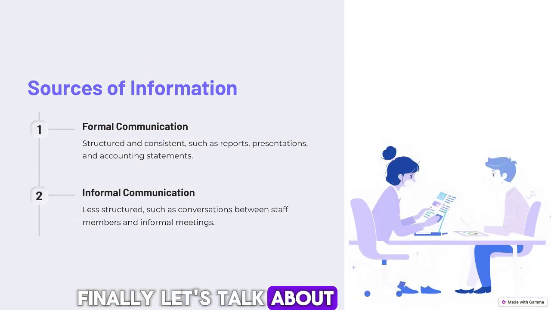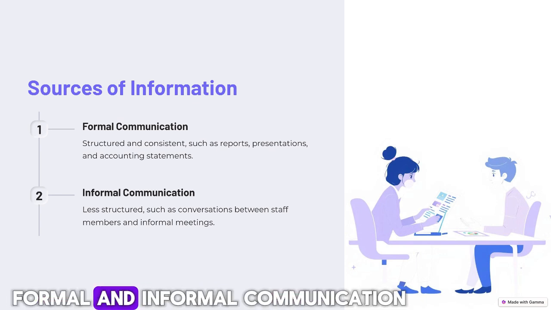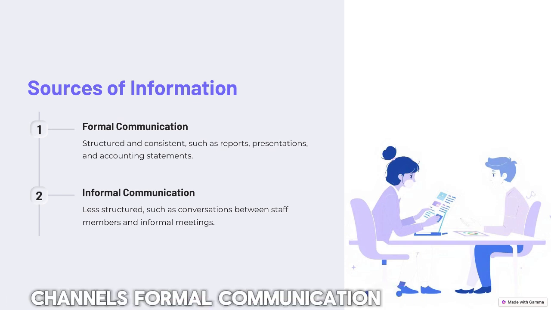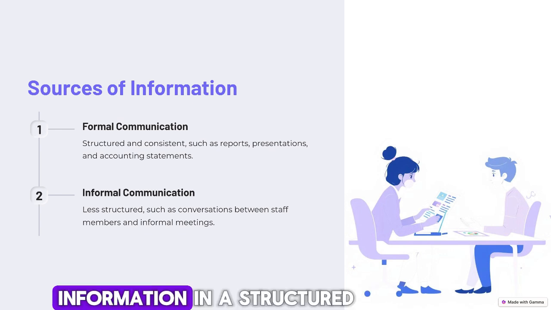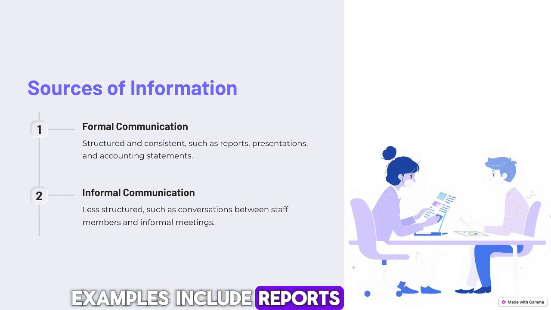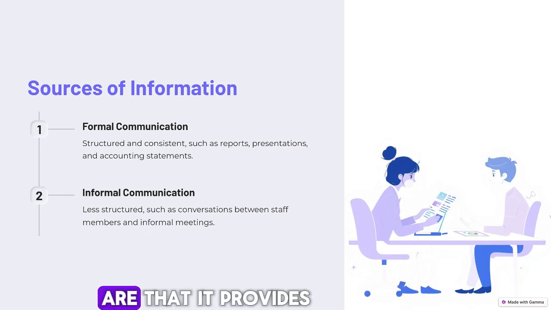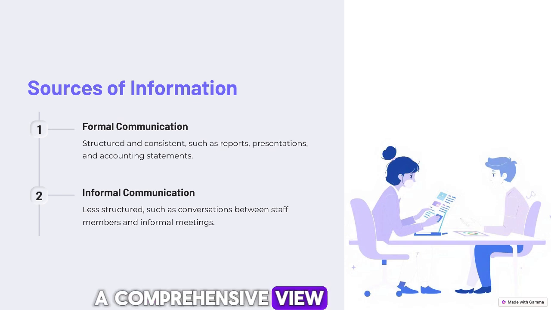Finally, let's talk about the sources of information. Information can come from both formal and informal communication channels. Formal communication presents information in a structured and consistent way. Examples include reports, accounting statements, and presentations. The advantages are that it provides a comprehensive view and is often more accurate and relevant.